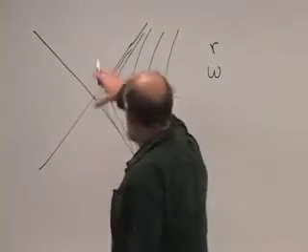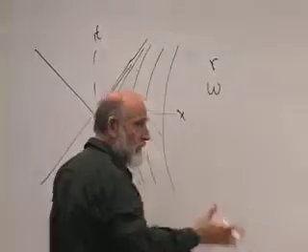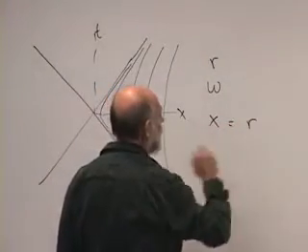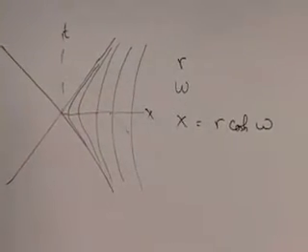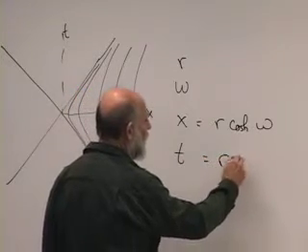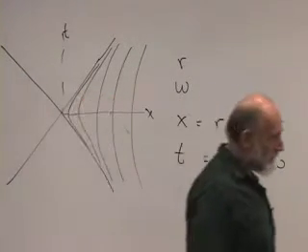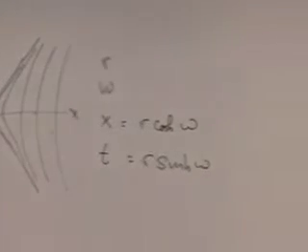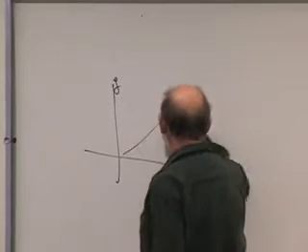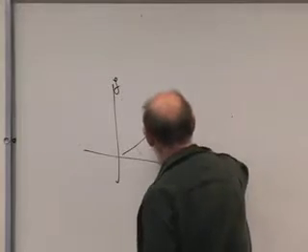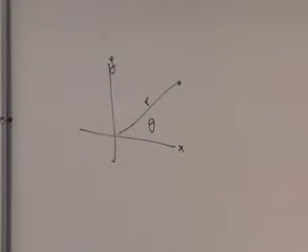If you want the precise relationship with the original coordinates on the blackboard, call them x and t, then x is equal to r times the hyperbolic cosine of the hyperbolic angle omega, and t is equal to r times the hyperbolic sine of omega. Very much like polar coordinates, in which x and y, a completely different system now, but just by analogy, we would write that a point is given by an r, and not an omega, but a theta. I use omega for hyperbolic angle, but it's a kind of angle.